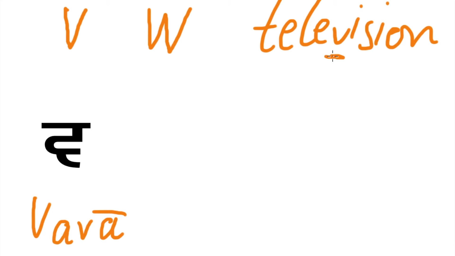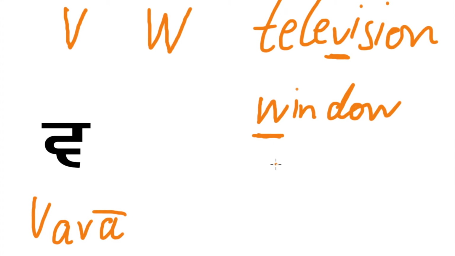This V sound in the word television sounds slightly like a W when you hear a native Punjabi speaker pronounce it. However, when they say a word which begins with or has a W in it, such as the word, say, window, this W sounds a bit stronger than it should. So you might hear a Punjabi person call this a window and call this a television.